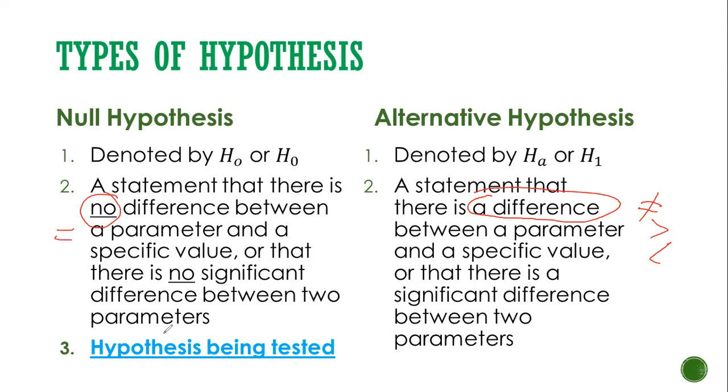And the most important thing, number 3. Null hypothesis or your H sub O is the one being tested. Ito yung itetest natin later on sa hypothesis testing. Please take note, walang magtetest ng HA. Wala. Ang itetest natin is your null hypothesis. Okay? So, next tayo. Clear ko na.